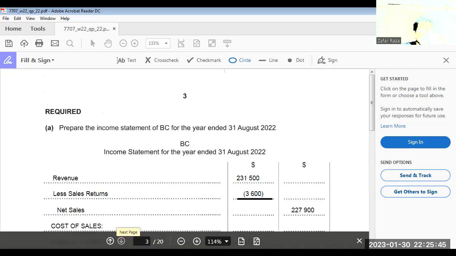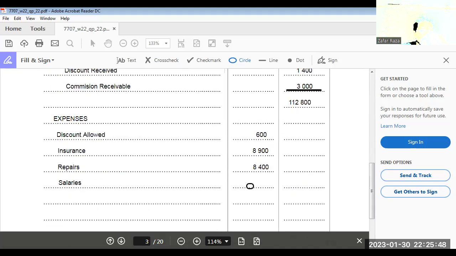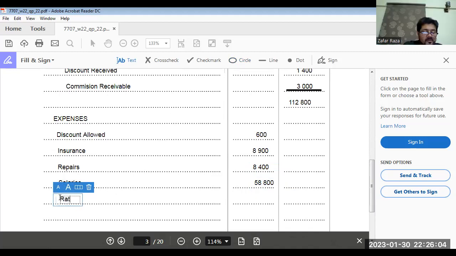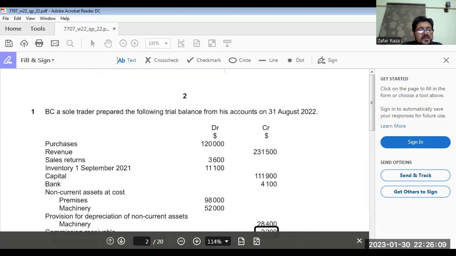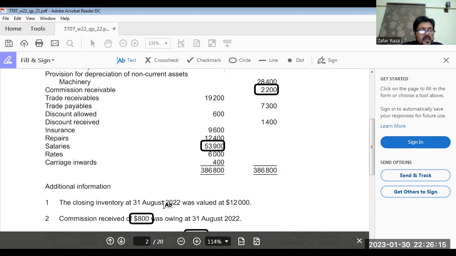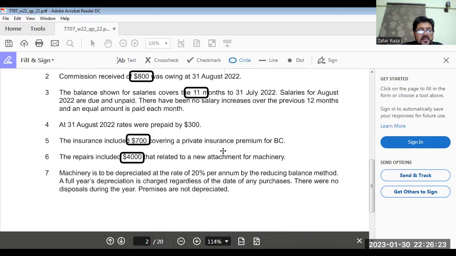Now move to the question: salaries 58,800. Done. Then we have another expense, rates. I think there is an adjustment for rates as well. What is the adjustment for rates? Here are rates: 6,000. Rates are 6,000. And what's happening in the adjustment?